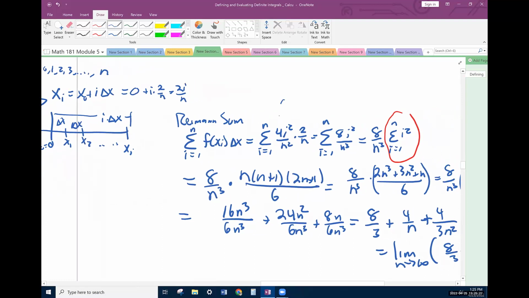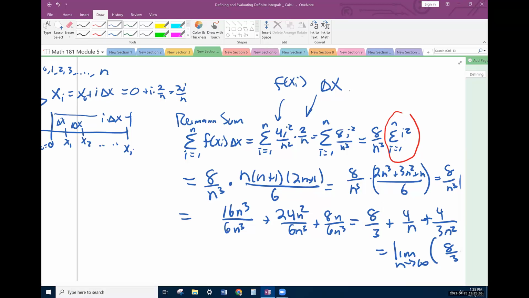This right here is our f of xi, and there's our delta x, and we bring them together. We pull out what doesn't have an i, leave the i inside, and the sum of i squared from 1 to n is going to add up to be this expression. We do the algebra, we play around with it a little bit. In every case, you should end up with one term, and then other things have n's in the denominator, and those will go to 0.